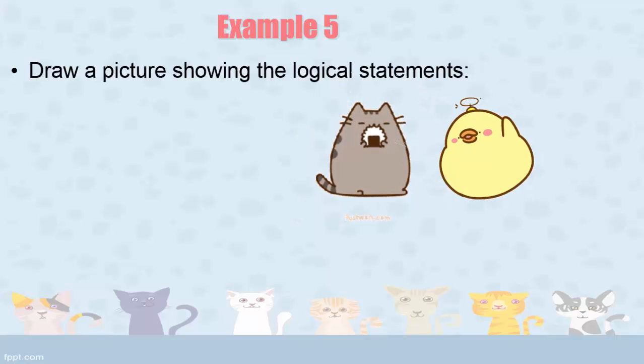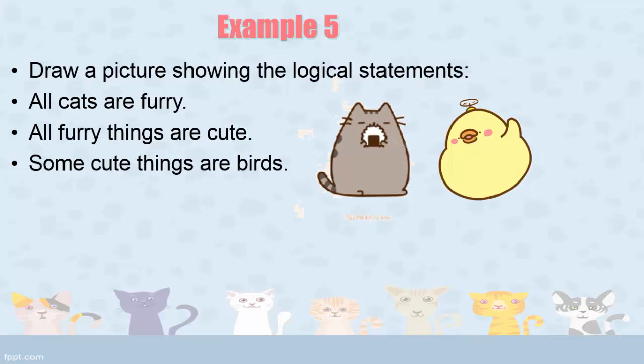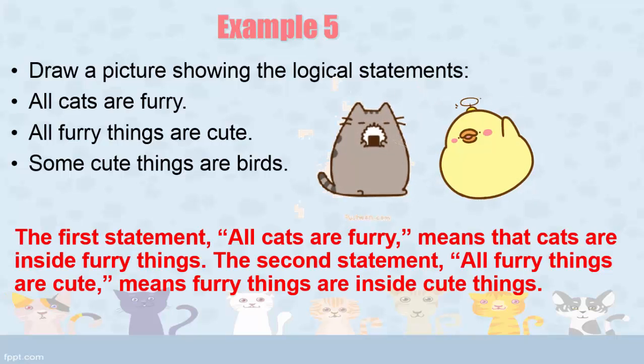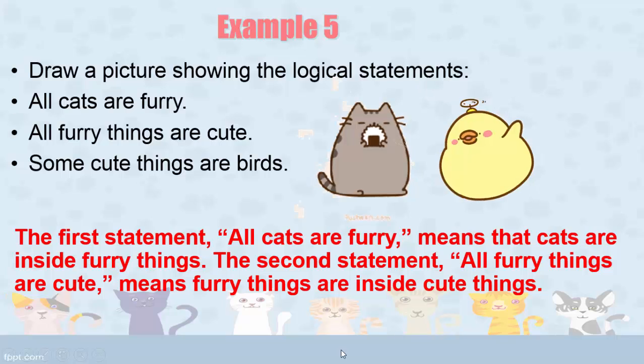In example number 5, we're going to draw a picture showing the logical statements: all cats are furry, all furry things are cute, and some cute things are birds. The first statement is all cats are furry. This means cats go inside furry things. The second statement is all furry things are cute. This means furry things go inside cute things. So we can think of it that way.